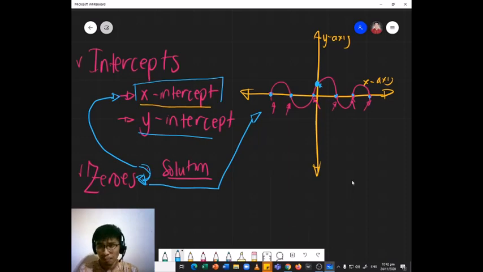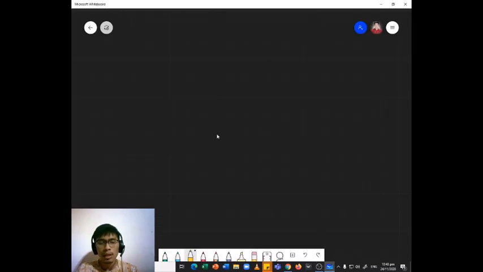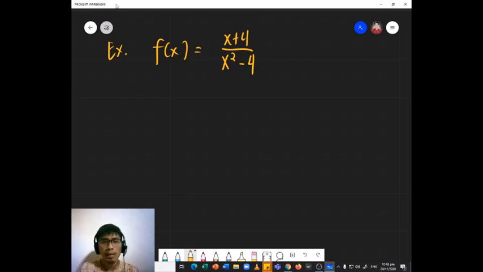Okay, so I prepared here, let me begin with example number one. For example number one, f of x is equal to x plus 4 all over x squared minus 4. So this is my example number one.